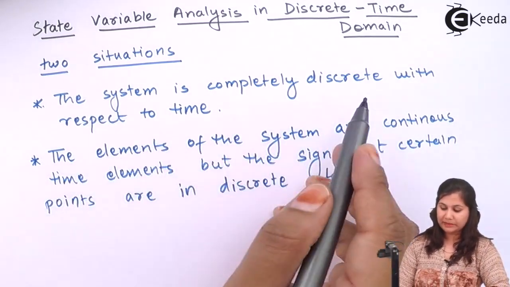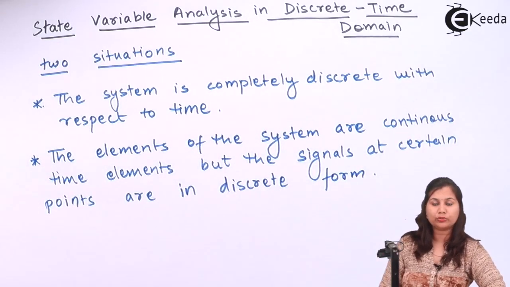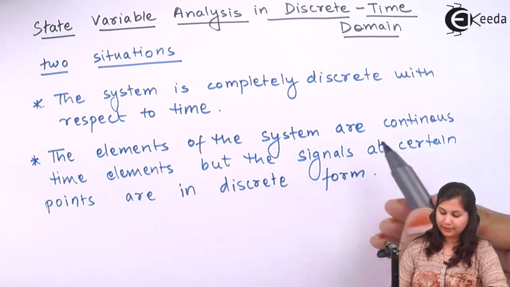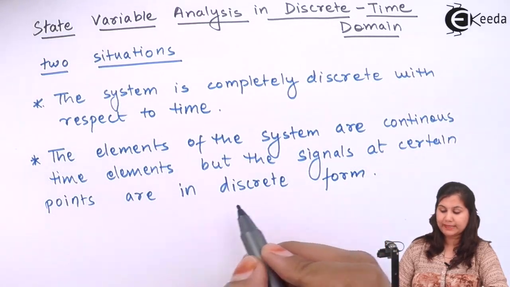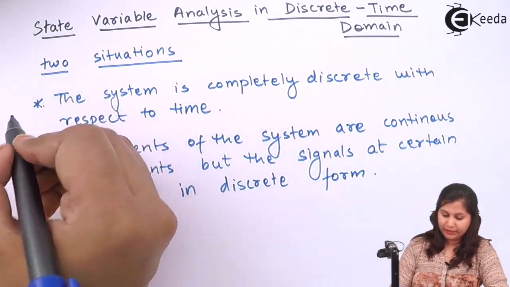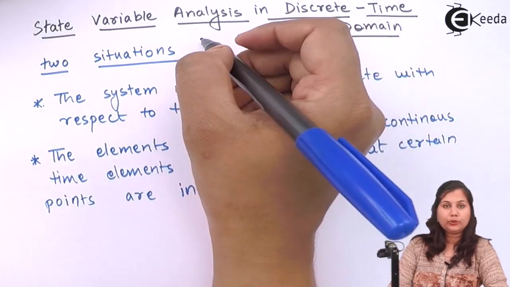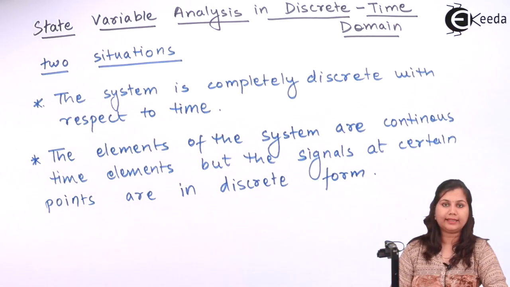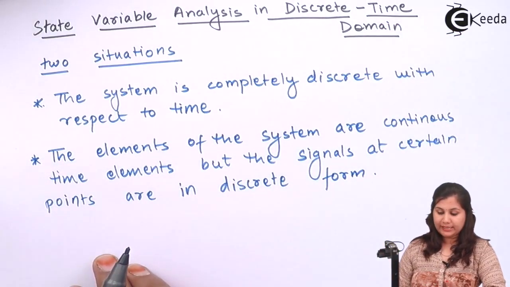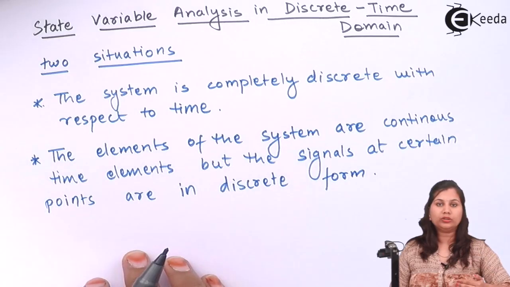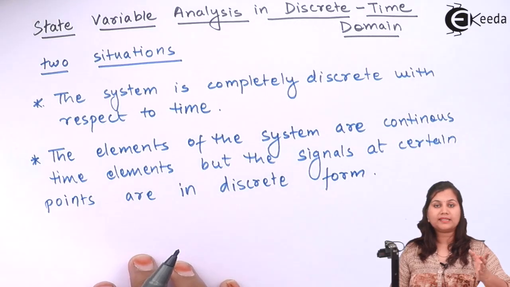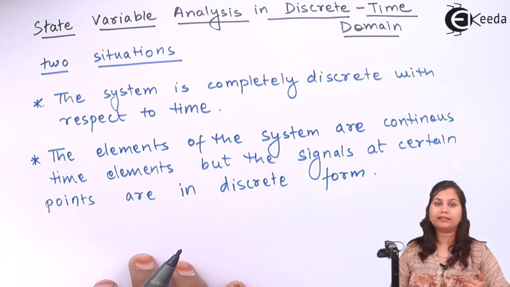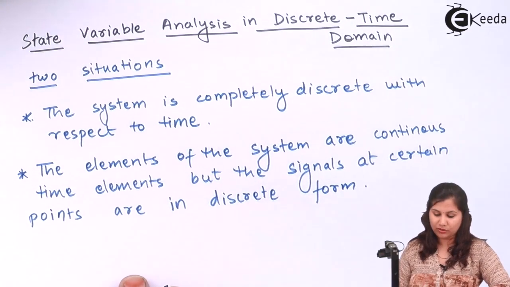So if the system is completely discrete with respect to time, or the elements of the system are continuous time elements but the signals at certain points are in discrete form. So in these two situations we do the analysis in the discrete time domain. Now in discrete time domain, how can we do the state variable analysis, how can we choose the state variables, or how can we represent the state model of the system and derive the state space equations.